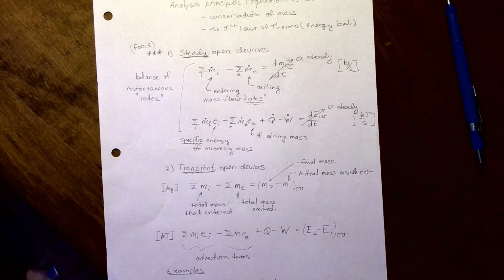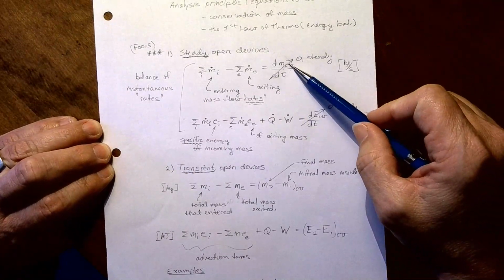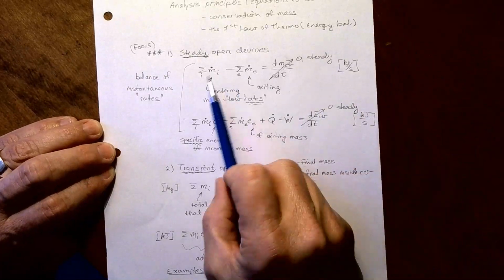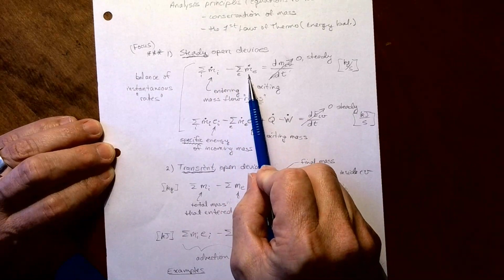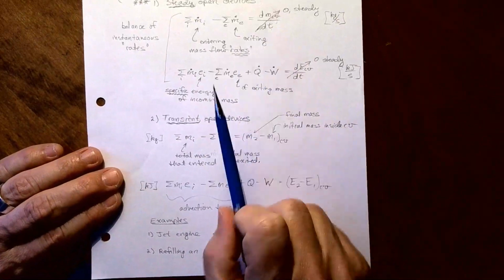Okay, so the definition of steady means that no extensive property can vary with time. Mass is an extensive property, so if we're looking at a steady flow device, the right hand side of this equation has to be 0. So we're left with an equation that says m dot in equals m dot out. This is a mass balance equation.